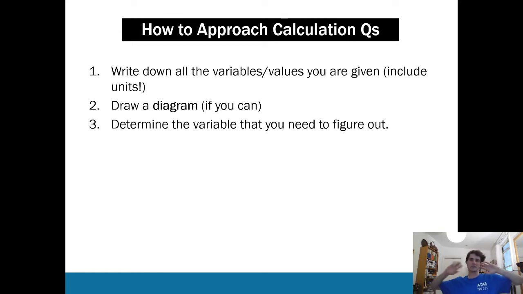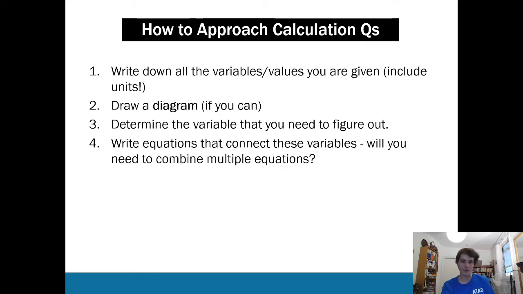Finally, if you can figure out what the variable is that you're trying to find, you can work backwards and say, okay, I need to figure out what this number is, and in order to find that, I need to find these values, and in order to find those values, I need these values, and oh, look, I have these values, so therefore I can find these values, and therefore I can find those values that I started with in the first place. It just allows you to figure out the ladder of calculation in reverse.